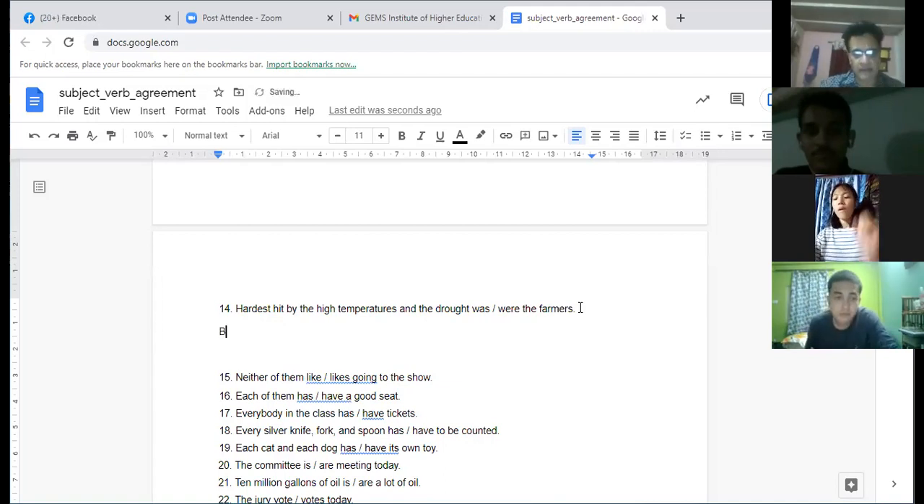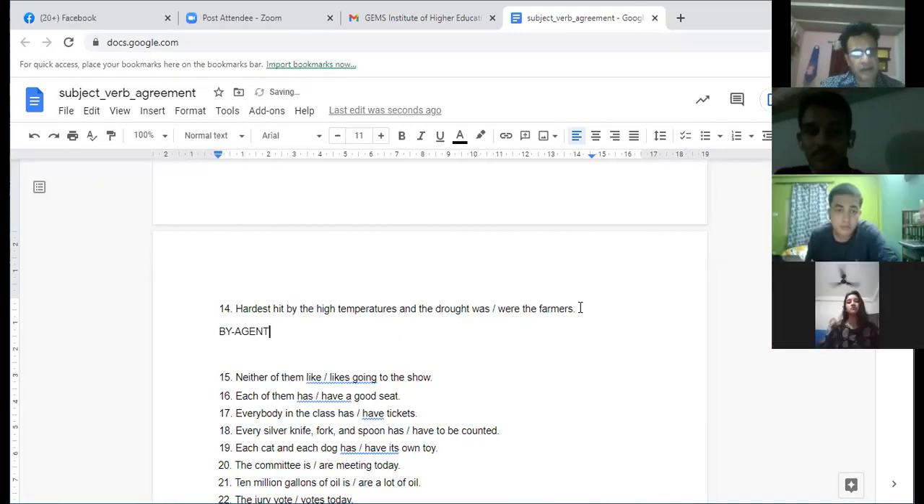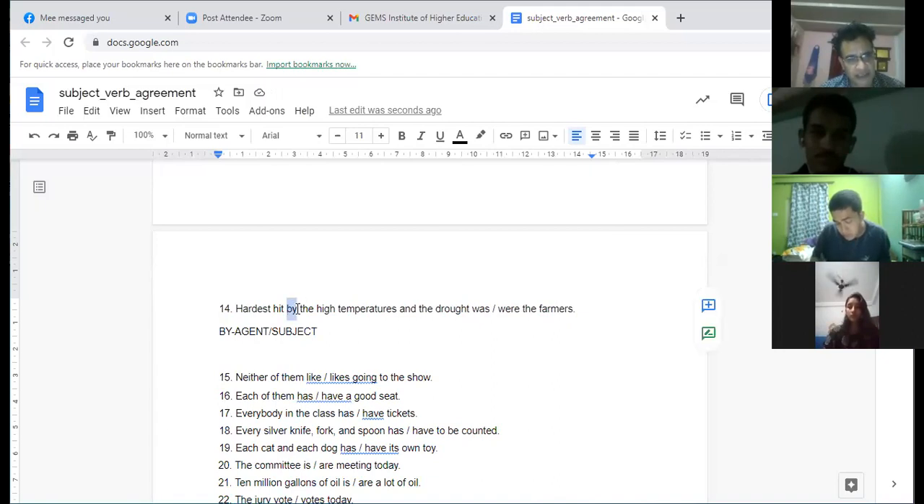Now see, in the sentence above, I get by. I have to think that by is an agent. Agent is equal to something who does, equal to my subject over there. By is equal to a preposition. After a preposition, I have to find out the agent. And agent is equal to something who does in the sentence. So that's why after by, I'll always get the subject.